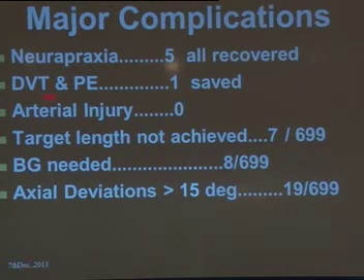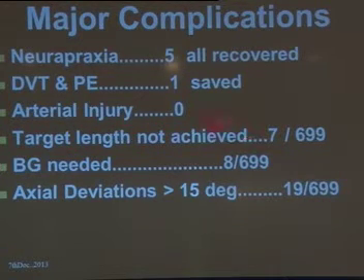DVT and pulmonary embolism in one case we saw, and we were fortunate enough to detect it. We had to keep him in an ICU, and the patient completely recovered. This is a tibia lengthening case. We don't know why it happened. Probably the patient wasn't moving. It's a very rare case, but I'm very glad that we could save the patient. It's one case out of 700. There were no arterial injuries, fortunately.